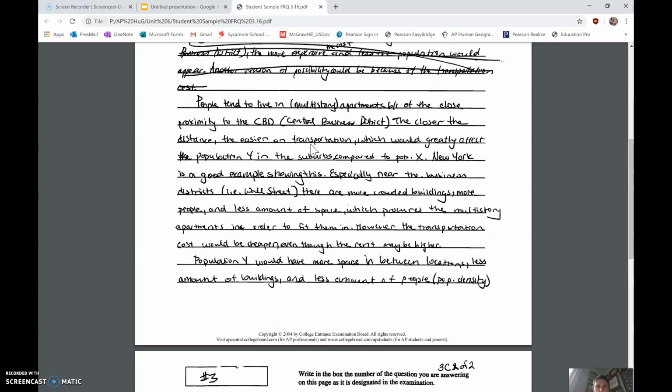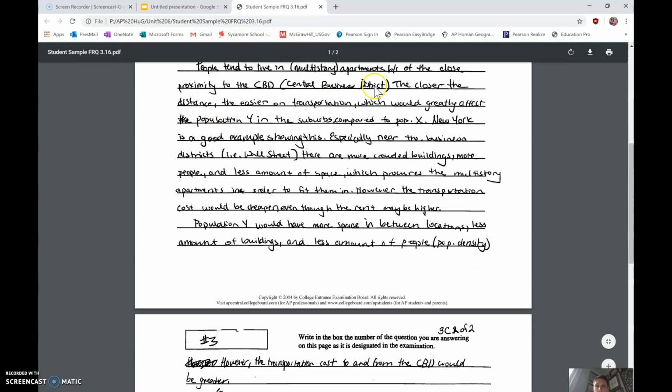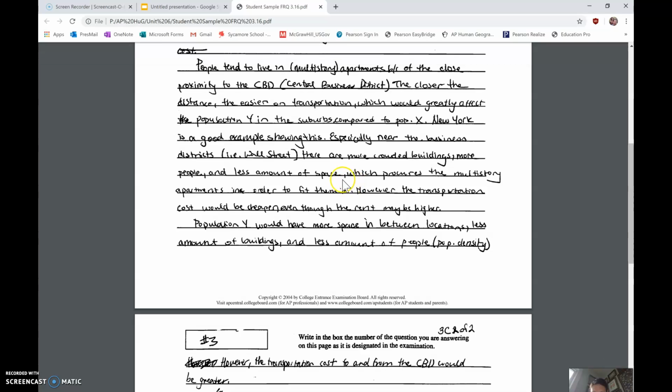People tend to live in multi-story apartment buildings because of the close proximity to the central business district. Closer the distance, the easier on transportation, which would greatly affect the population in Y in the suburbs compared to population X. New York is a good example showing this, especially near the business district, i.e. Wall Street. There are more crowded buildings, more people, and less amount of space, which procures the multi-story apartments in order to fit them in.